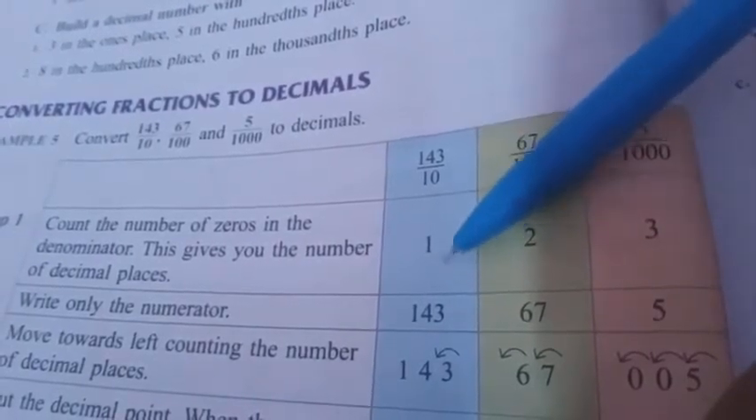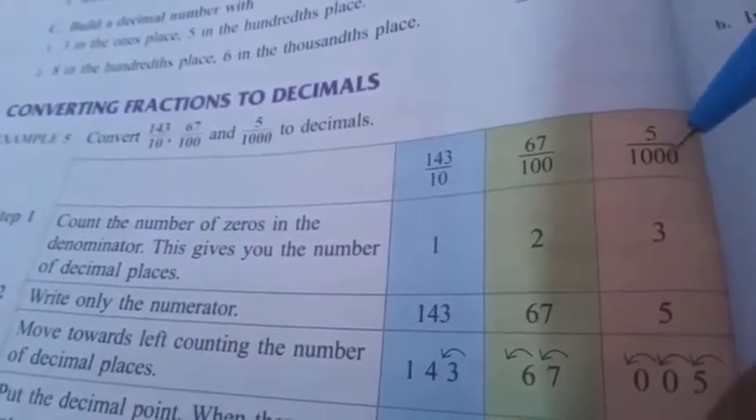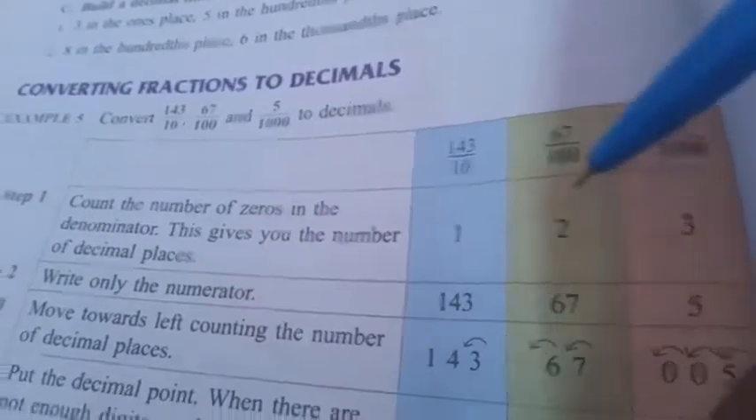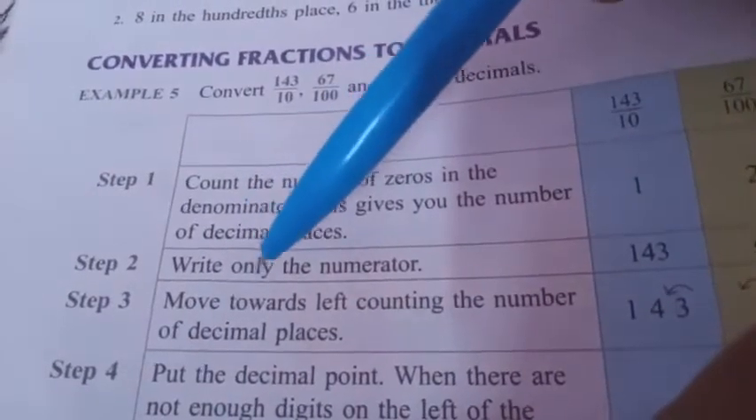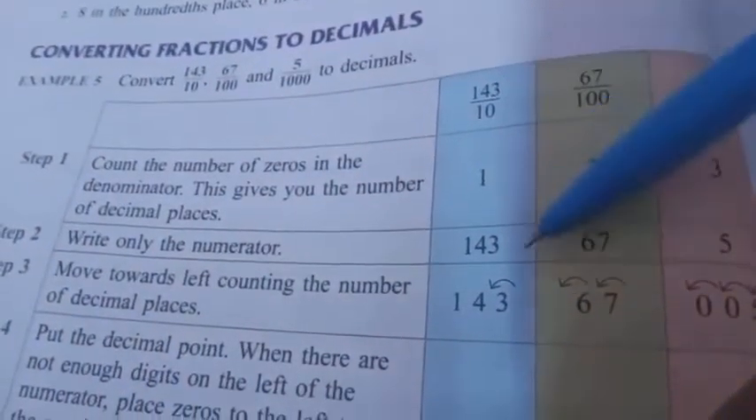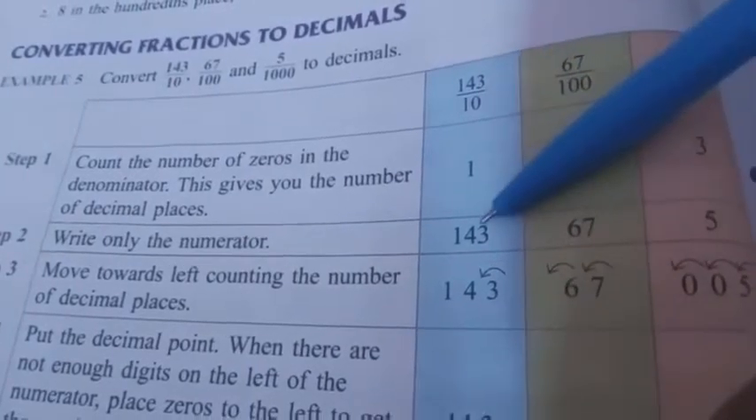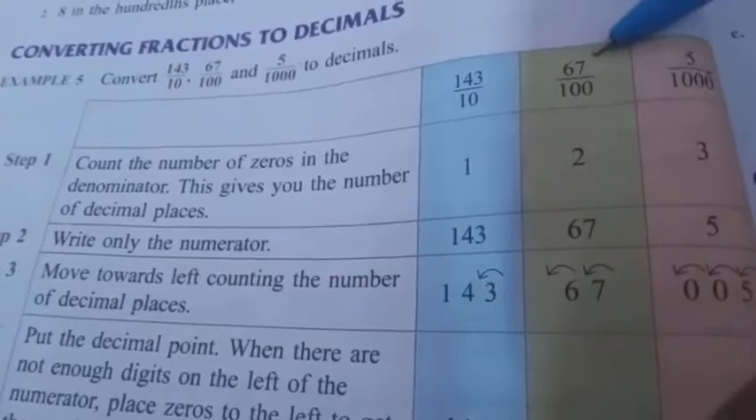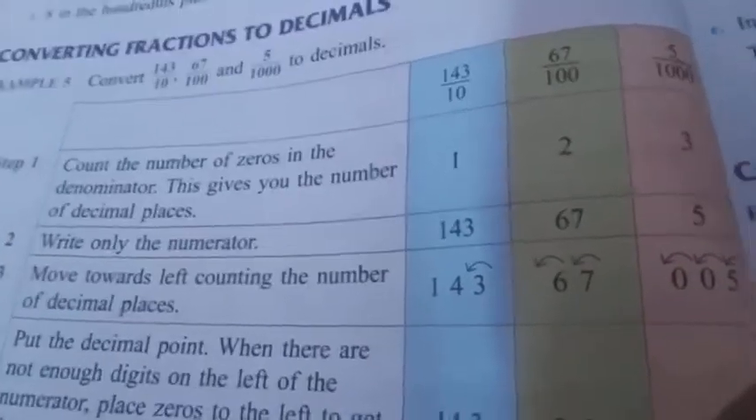In 10, we have 1 zero. In 100, we have 2 zeros. In 1000, we have 3 zeros. This is step number 1. In step number 2, what you have to remember? Write only the numerator. Which is the numerator here, students? The above number is the numerator. Here 143 is the numerator, here 67 is the numerator, and 5 is the numerator here, so here written 5. This is step number 2.